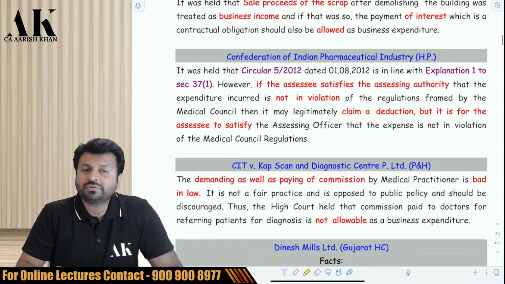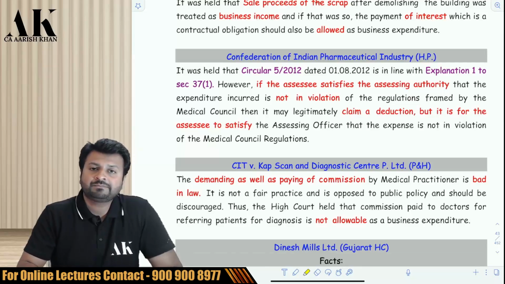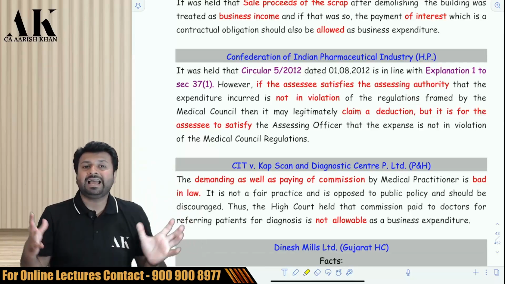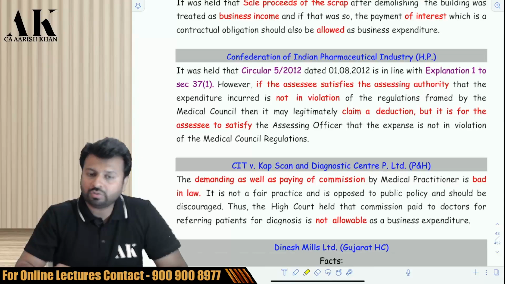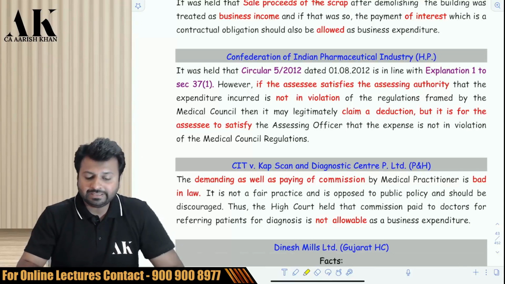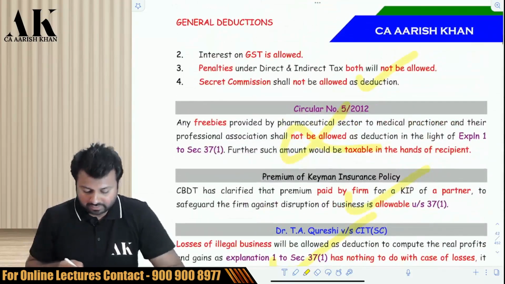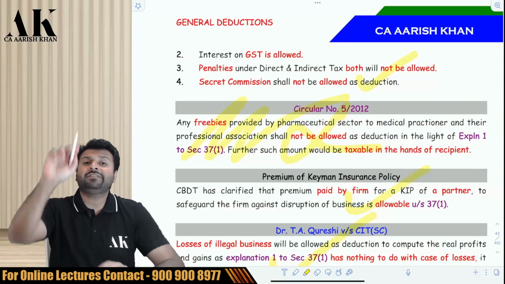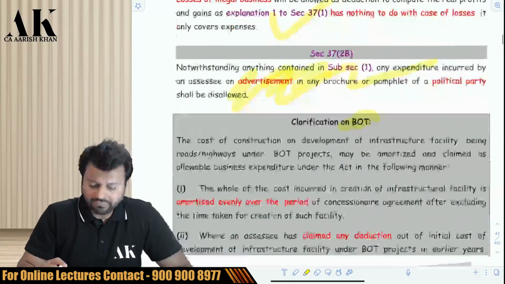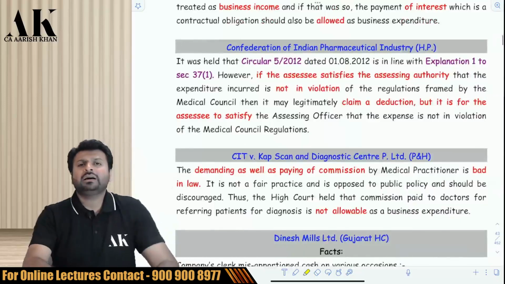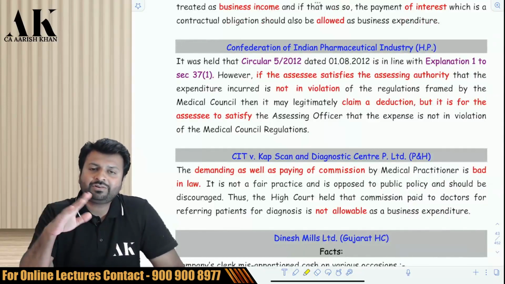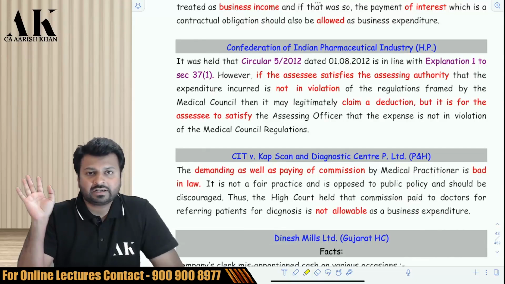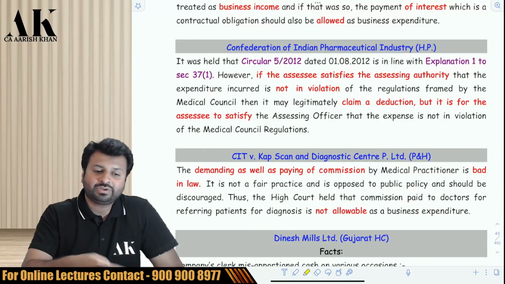Okay. Next one, Confederation of India Pharmaceutical Industry. Here the pharma companies have made a petition to the High Court of Himachal Pradesh, whereby they have said that this circular is not correct. Which circular? This, which says that any freebies given to doctors or medical association will be disallowed. So the High Court has given a very contradictory view. On one hand, the High Court says that the government is correct. On the other hand, the High Court says that the assessee is correct. You can see over here.